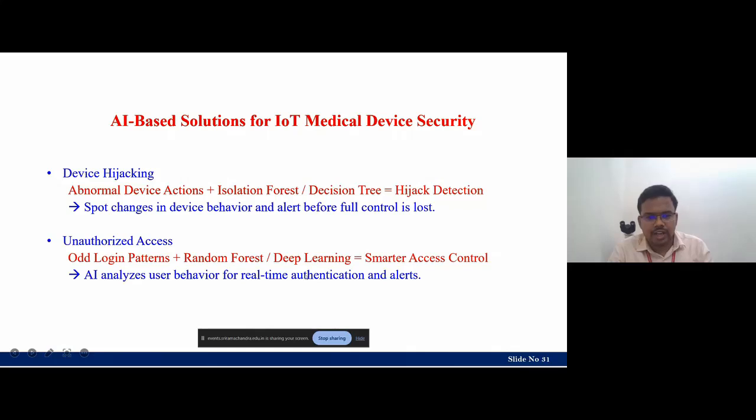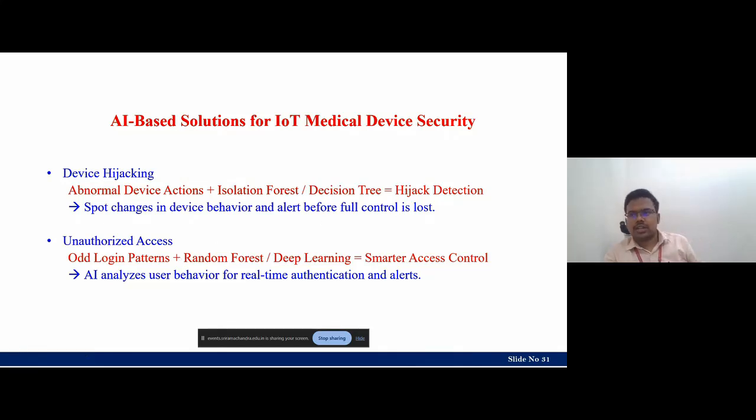We can identify that and mitigate that with the help of artificial intelligence. Isolation forest and decision tree are good options to work with those kinds of data, and we can identify the device hijacking in a proactive manner. Spot the changes in device behavior and alert before full control goes to the attackers.